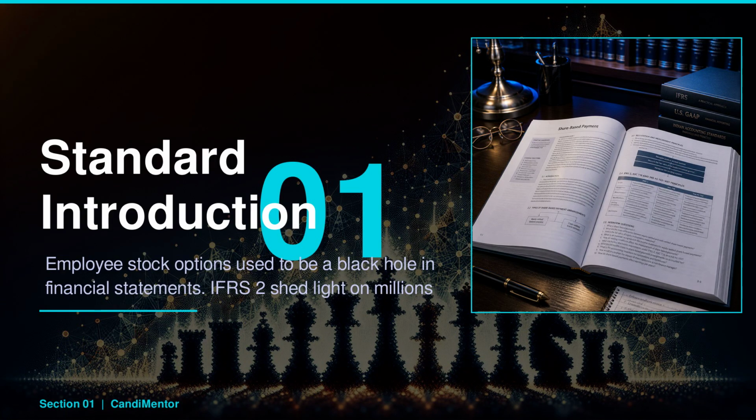Before these standards, companies could grant stock options without showing the real expense. Imagine a tech firm giving $10 million in options with no impact on the income statement. Now, with International Financial Reporting Standards 2, ASC 718, and Indian Accounting Standard 102, companies must recognize these costs transparently, impacting both earnings and investor decisions.